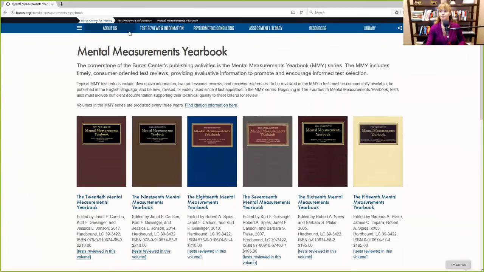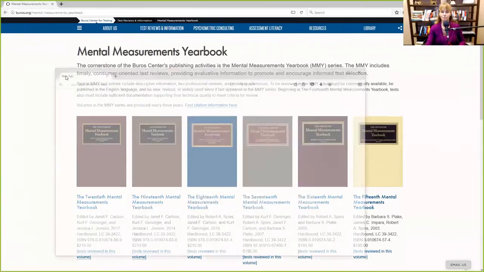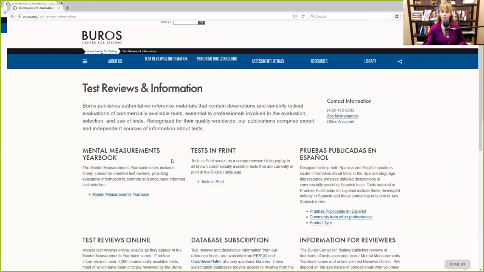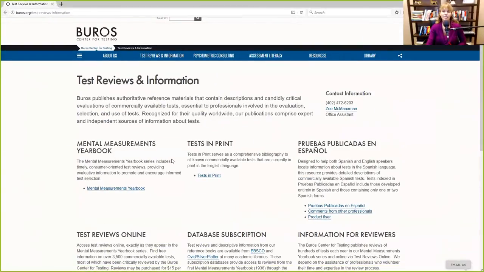The other one is Tests in Print, and that's also done by the Burroughs Center for Testing. Tests in Print is a comprehensive bibliography to all known commercially available tests currently in print in English in the United States. So if you wanted to find what assessment instruments are out there for persistent depressive disorder, I'm going to get that one of these days and not want to call it dysthymia anymore, but what tests are out there that will look at persistent depressive disorder, if any, then you could go to Tests in Print.